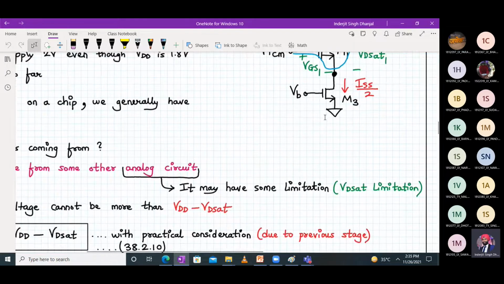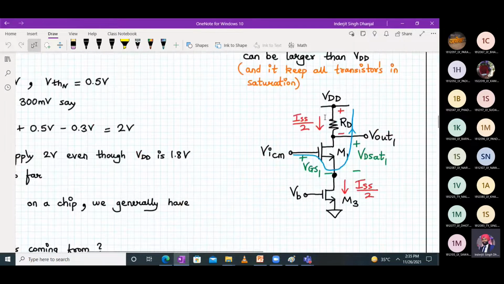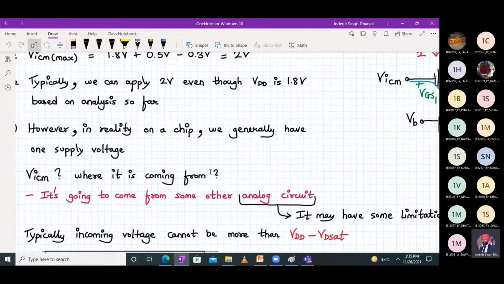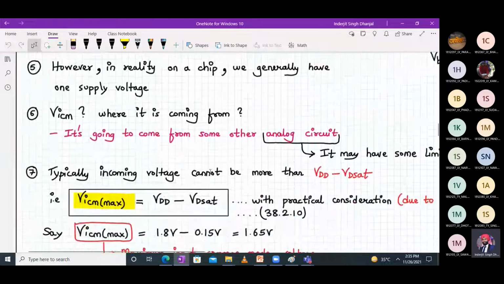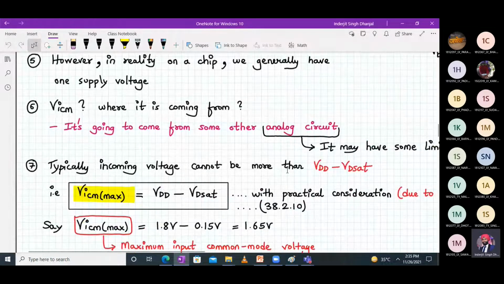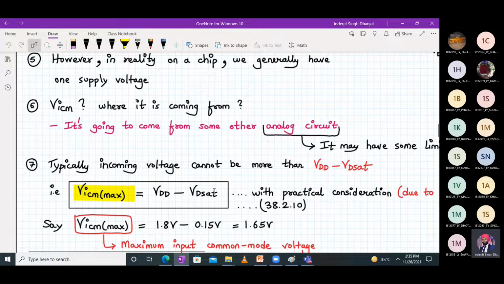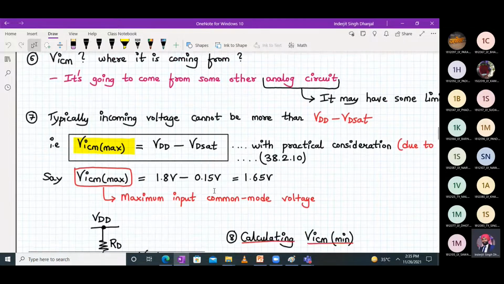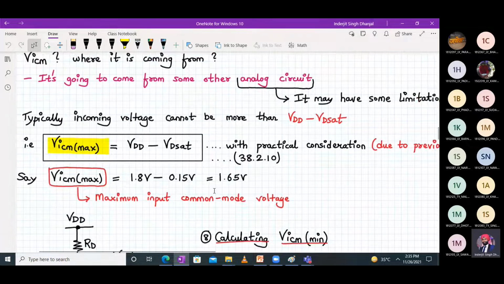So it's not that we have only a standalone single amplifier. We have various amplifiers, multi-stage amplifiers which might be connected. So your VICM may come from there. So we'll always have that VDS limitation, correct? Typically the incoming voltage cannot be more than VDD minus VDSAT. That's the limitation.